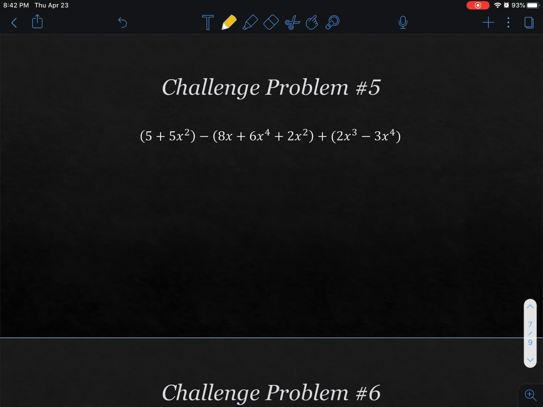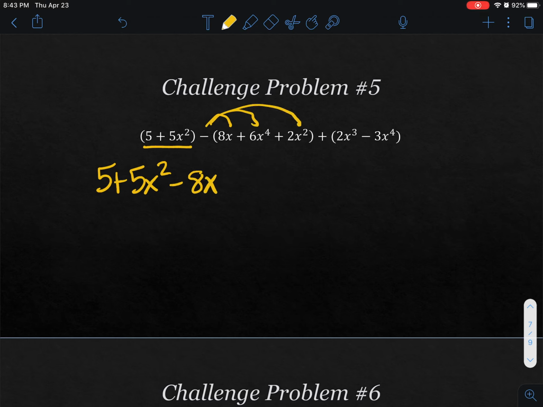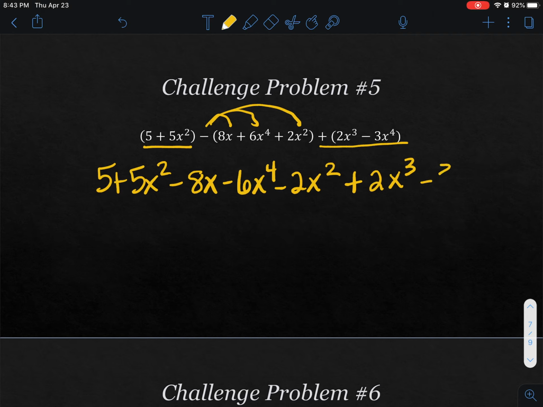Alright, now for number 5, we've got a little challenge problem. So we've got a lot of things going on here. First thing we want to do is distribute this negative here, because we've got a subtraction problem going on right here. So the first polynomial stays the same. Then we're going to distribute the negative, which is going to make that negative 8x, negative 6x to the fourth, and negative 2x squared. And then the third polynomial is addition, so we can just bring it down, plus 2x cubed minus 3x to the fourth.